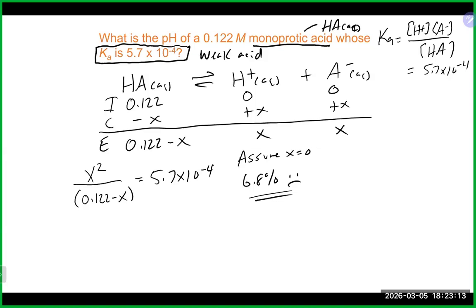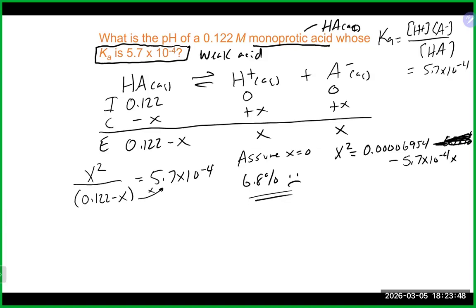You do have to go back and solve it, in this case, quadratically. So we're going to go back and solve it here with the quadratic. We're going to multiply that to the other side. That's going to get us x squared is equal to 0.0006954 minus 5.7 times 10 to the minus 4x. Maybe I'll just write it underneath here. Minus 5.7 times 10 to the minus 4x.